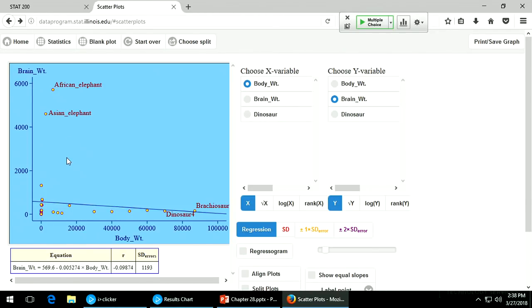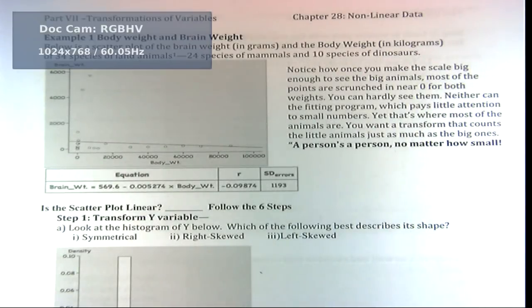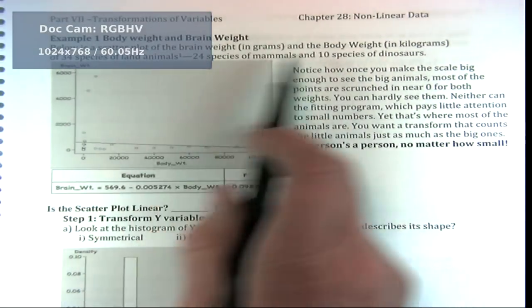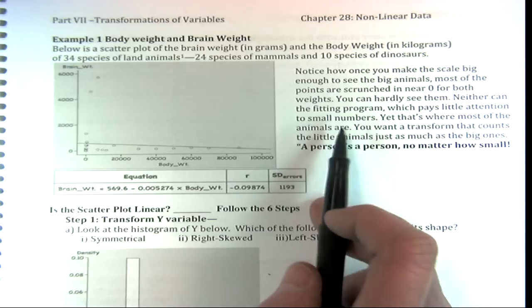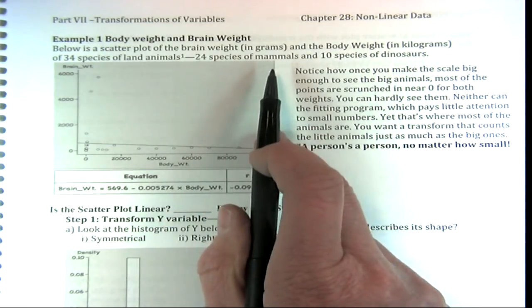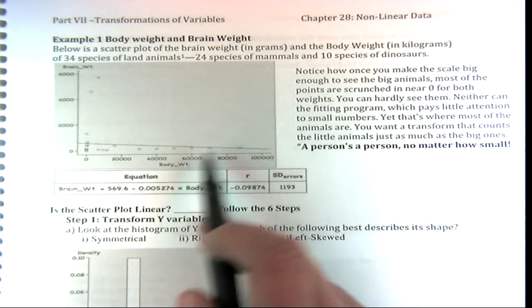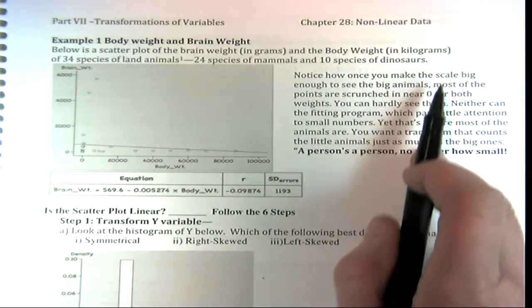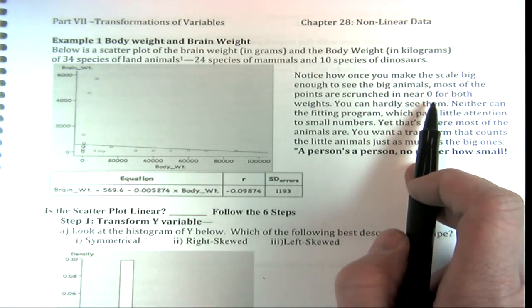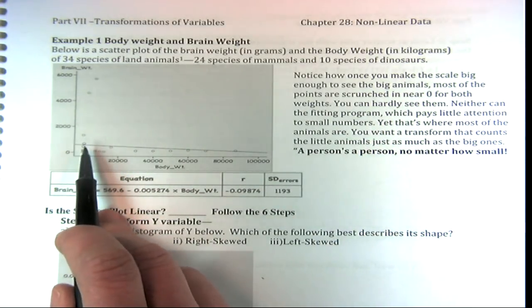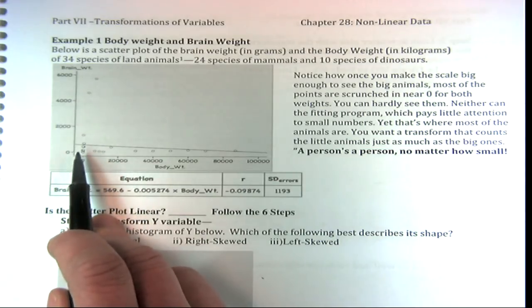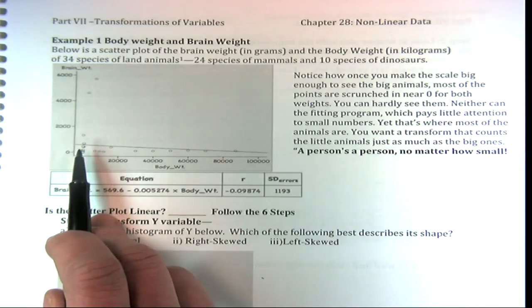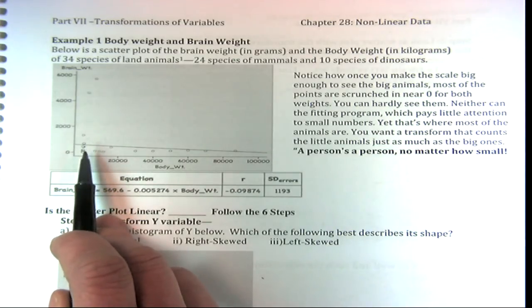And so that's what we're talking about. So this is what you have in your notebook. So we go back to the document camera, and we say, all right, so there's 10 species of dinosaurs and 24 species of mammals here. And notice how once you make the scale big enough to see the big dinosaurs here, most of the points are scrunched around zero. For both weights, you just can't see them. Like we saw a kangaroo, we saw some kind of monkey, we couldn't see all the animals there.